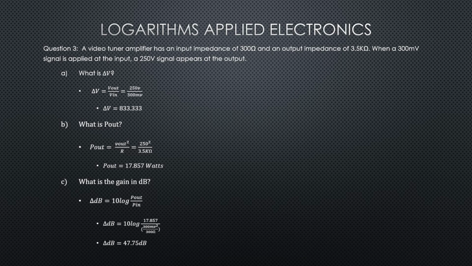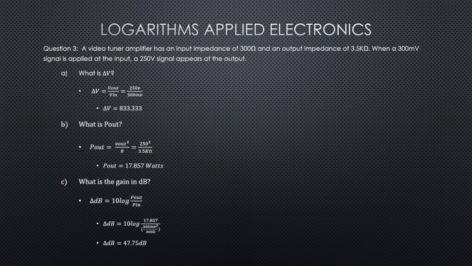Next question is, what is P out? Well, power out is equal to V squared divided by R. Our voltage is 250, so 250 squared divided by the Z out, or the output impedance, which is 3.5 k ohms, gives us a power out of 17.857 watts. Now, what is the gain in dB?